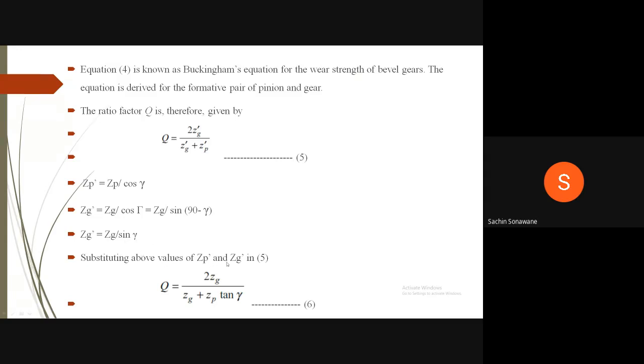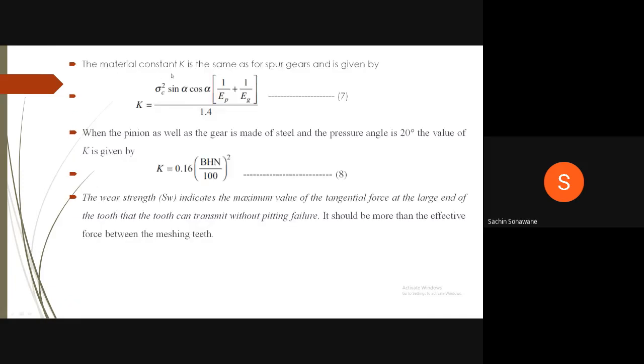Substituting above values of ZP' and ZG' in equation 5, Q = 2 ZG / (ZG + ZP tan gamma), equation 6. The material constant K is the same as for spur gears and is given by K = sigma_c squared sin alpha cos alpha (1/EP + 1/EG) / 1.4, equation 7. When the pinion as well as the gear is made of steel and the pressure angle is 20 degrees, the value of K is given by K = 0.16 (BHN / 100) squared, equation 8.